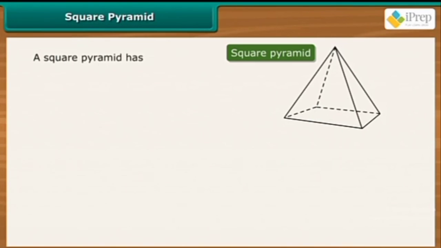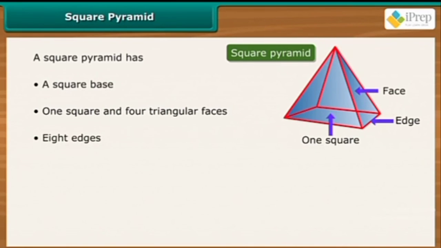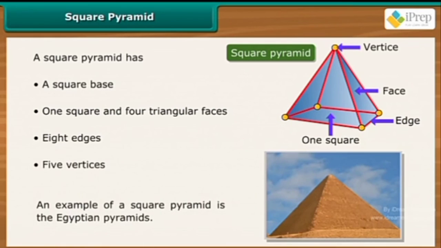Square pyramid. A square pyramid has a square base, 1 square and 4 triangular faces, 8 edges, 5 vertices. An example of a square pyramid is the Egyptian pyramids.